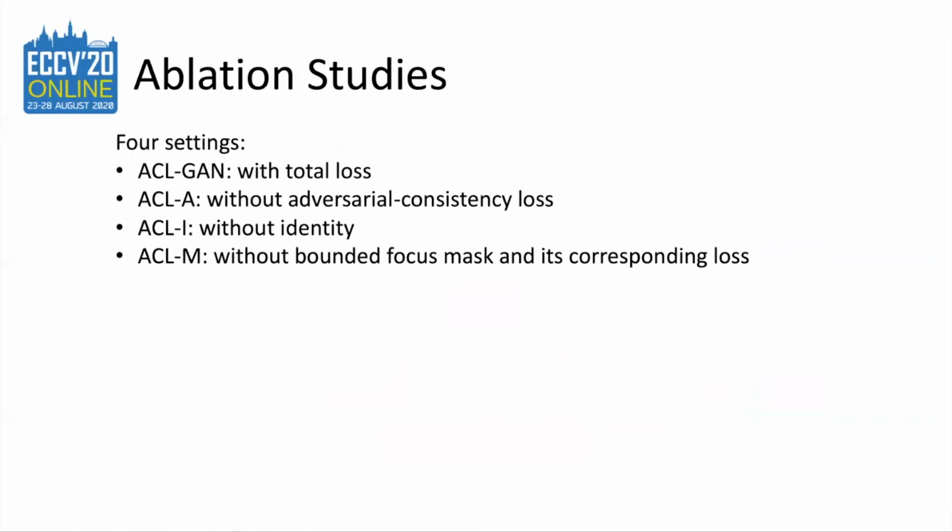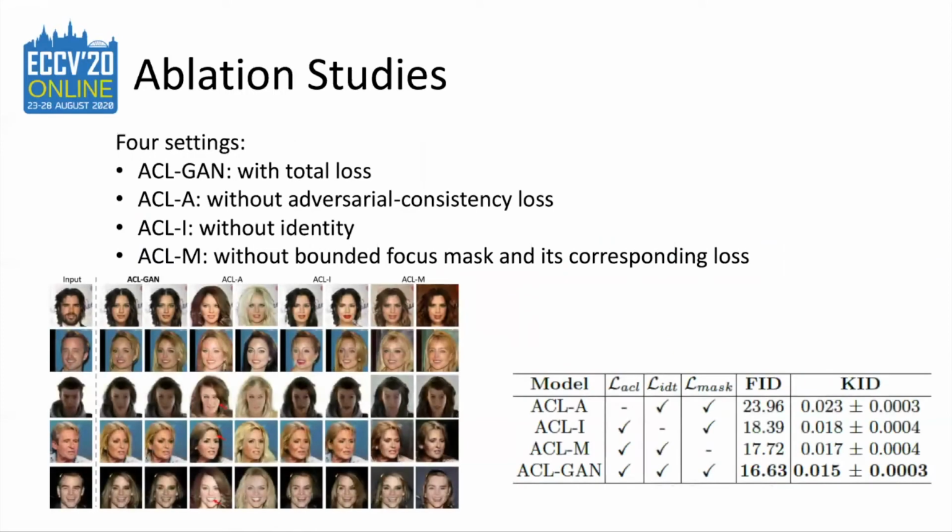Quantitatively, we observe that our adversarial consistency loss successfully helps to preserve important features of the source image in the translated image, compared with the setting of ACL-A, which already had identity loss and bounded focus mask. For example, as the red arrows on results of ACL-A show, without adversarial consistency loss, the facial features such as skin color, skin wrinkles, and teeth are difficult to maintain, and the quantitative results are the worst. Even though it's difficult to quantitatively compare ACL-I with the others, ACL-GAN achieved better quantitative results than ACL-I.